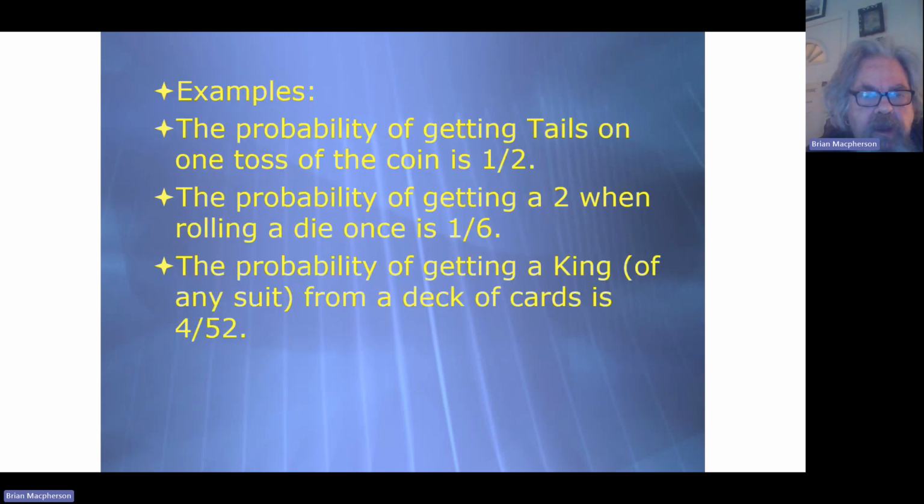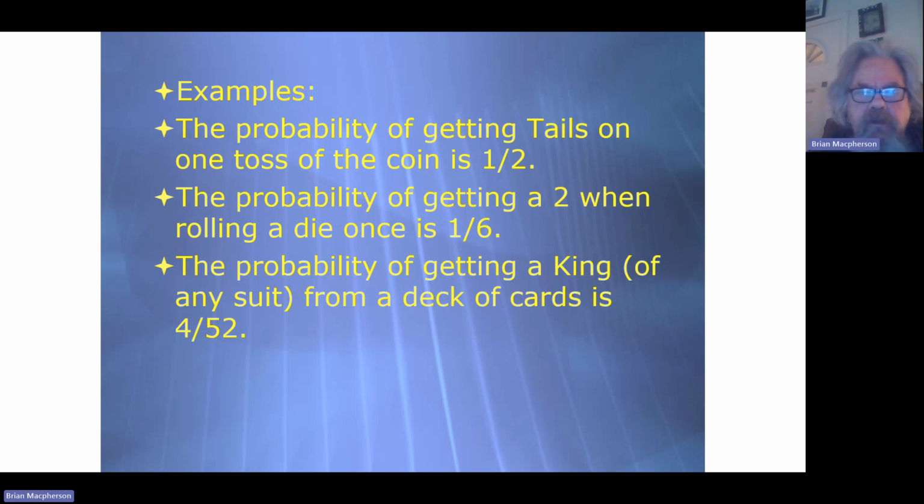First of all, we defined probability. We said the probability of events occurring is the number of favorable outcomes divided by the number of total possible outcomes, right? So as examples, the probability of getting tails on one toss of the coin is 1/2, right? 1 is the favorable event, and 2 is the total number of events.